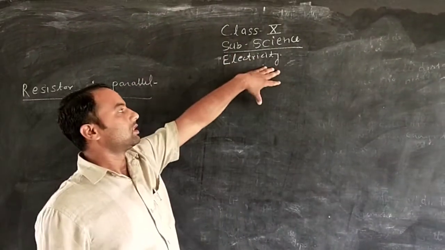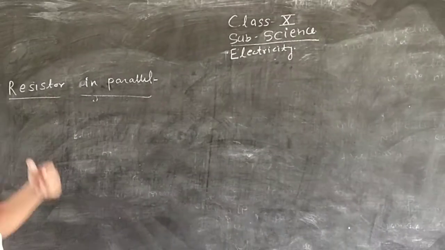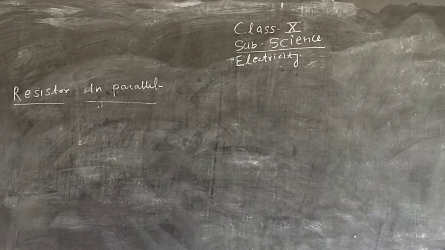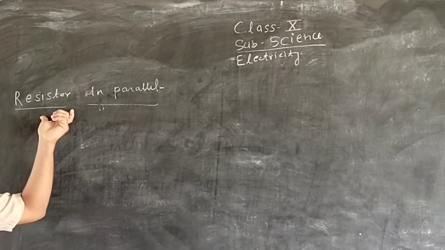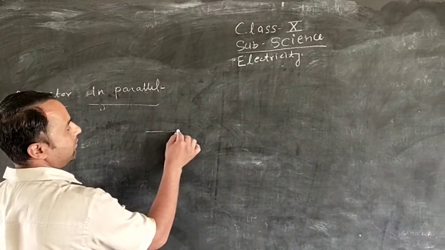Now we have to discuss the chapter on electricity in the 10th syllabus. In the previous lecture in the series we discussed the series combination of resistors. Now we have to discuss resistors in parallel. So now we have to draw the diagram first.